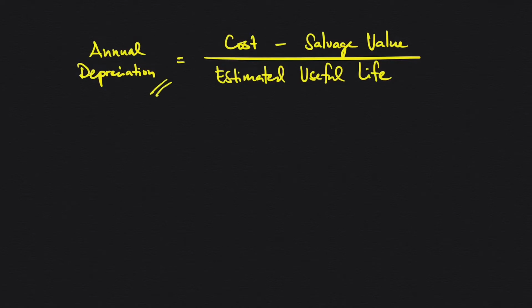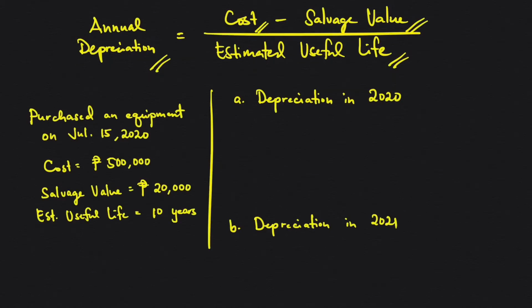To get the annual or yearly depreciation, you need the cost, which is the money paid to obtain the depreciable non-current asset. You also need the salvage value, which is the value of the depreciable non-current asset after its useful life. And you also need the estimated useful life, which is self-explanatory. Assume the following. You purchase an equipment on July 15, 2020, cost is 500,000, salvage value is 20,000, and the life is 10 years. And you are tasked to compute the depreciation in 2020 and in 2021.